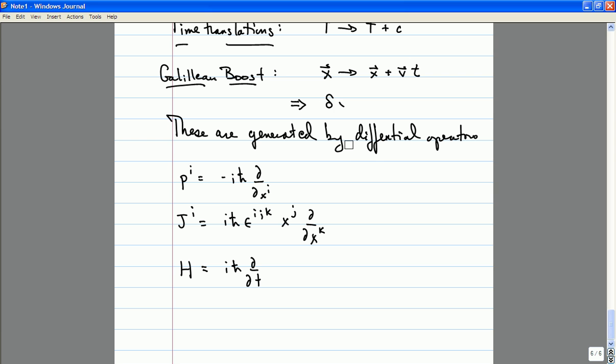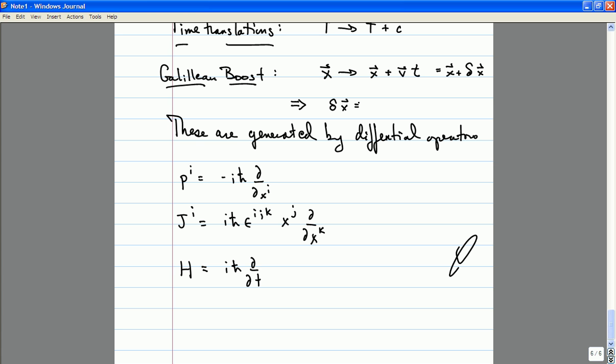if you think about an infinitesimal Galilean boost, and you write this, okay, now my pen really isn't working. Okay, there we go.